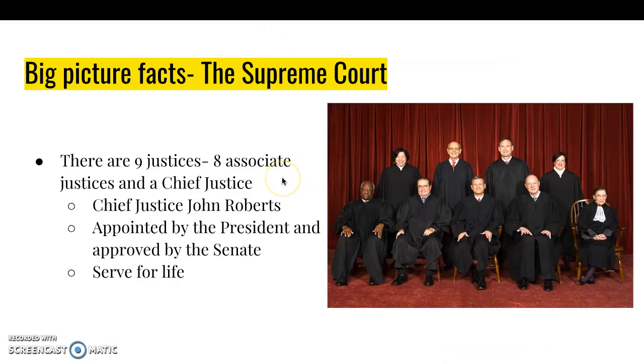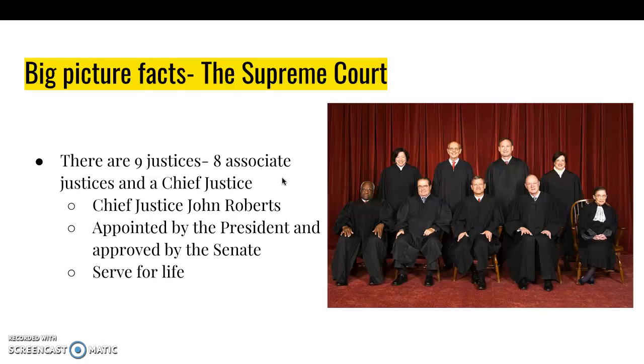There are 9 justices on the Supreme Court. 8 of them are associate justices, and there is a Chief Justice. Today the Chief Justice is a man named John Roberts. All justices are appointed by the president, and then the Senate has to approve them. You may recall recently the president has appointed 2 justices, Neil Gorsuch and Brett Kavanaugh, and they were approved by the Senate.